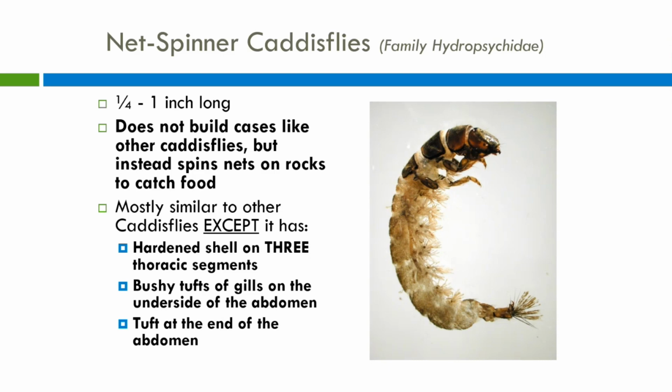Also, on the underside of the net spinning caddisfly, the underside of the abdomen here, you can see that we have tufts of gills. They're kind of brushy and bushy. They should be very obvious to the eye, so you just kind of flip it on its side and you should be able to see those gills sticking out. We also have the pair of prolegs with the hook at the end of the body. You may also see some gills, just kind of a tuft sticking out at the end of the body as well.